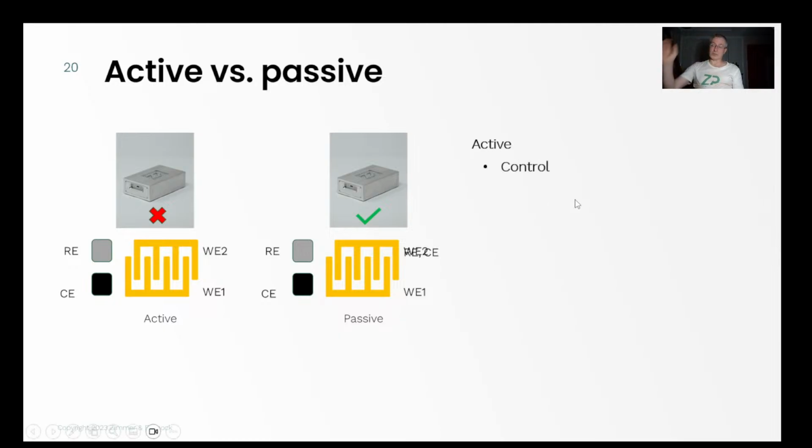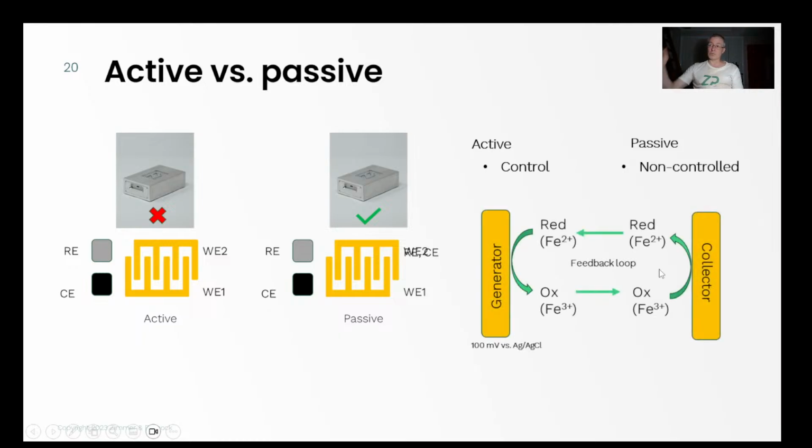Now, the active mode is good because it gives you control of the potential on both working electrodes, whereas this passive mode, where you essentially get rid of the reference, you get rid of the counter, and you combine the reference and counter on the second electrode, it will run that mode, and it's non-controlled, but I actually have a suspicion it will work for you.